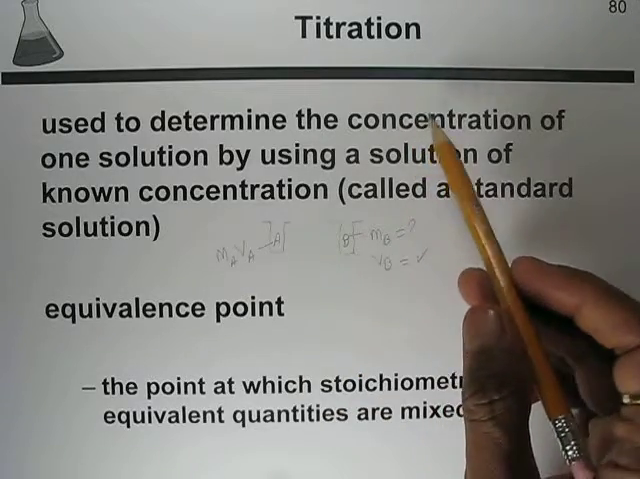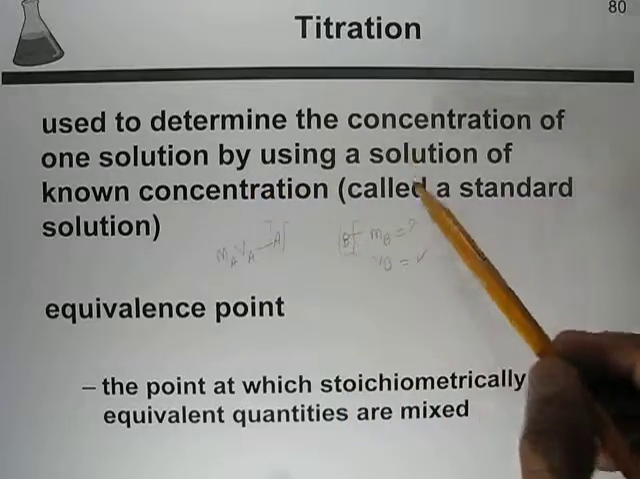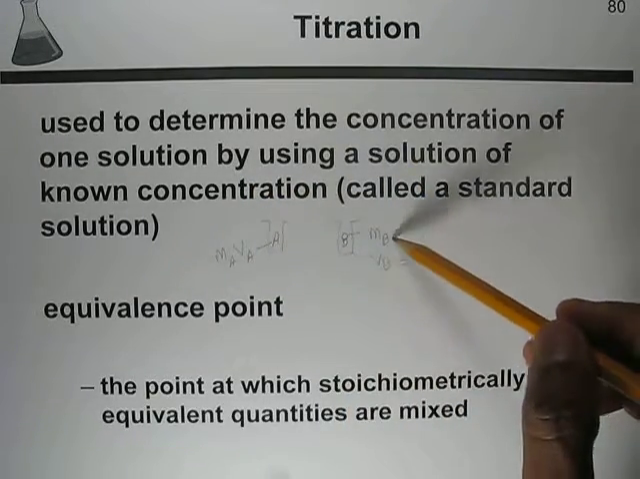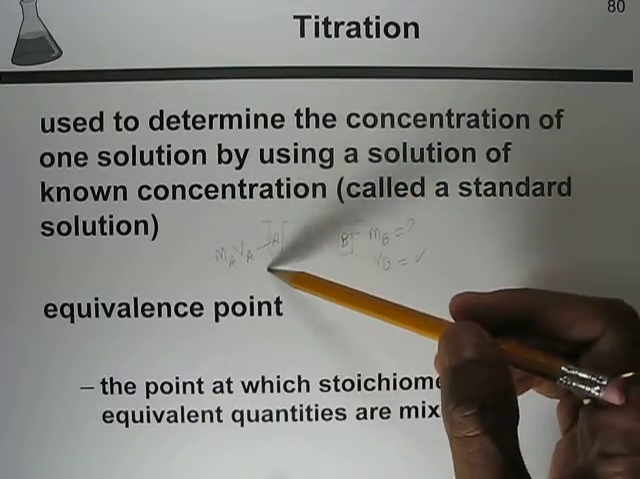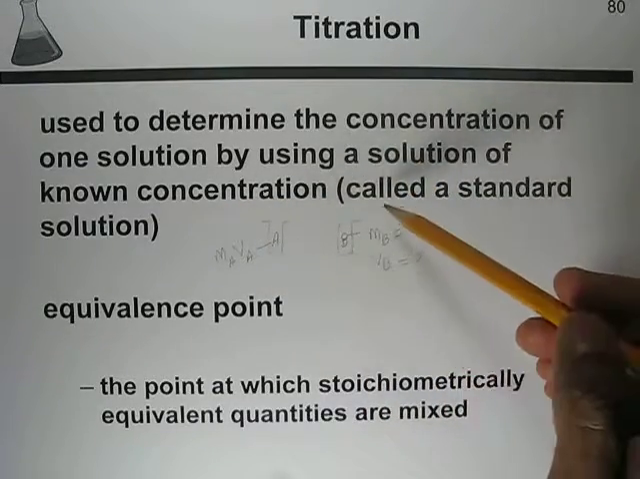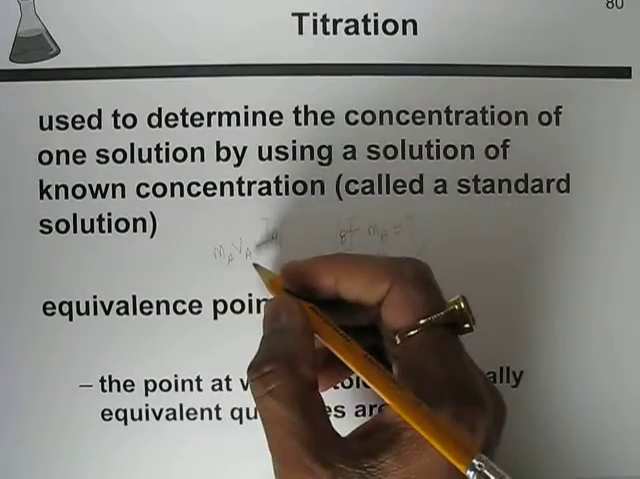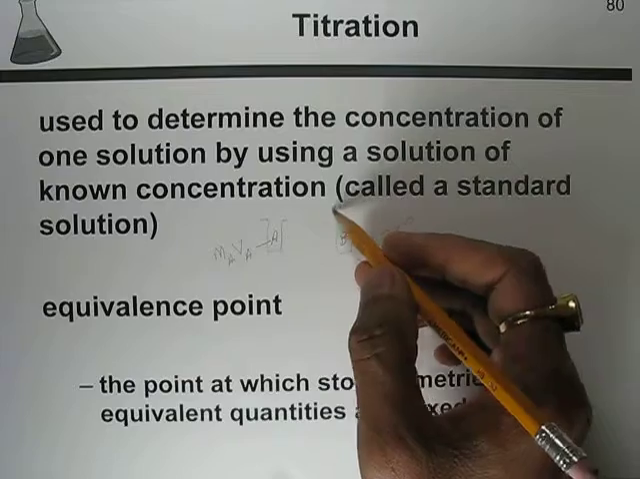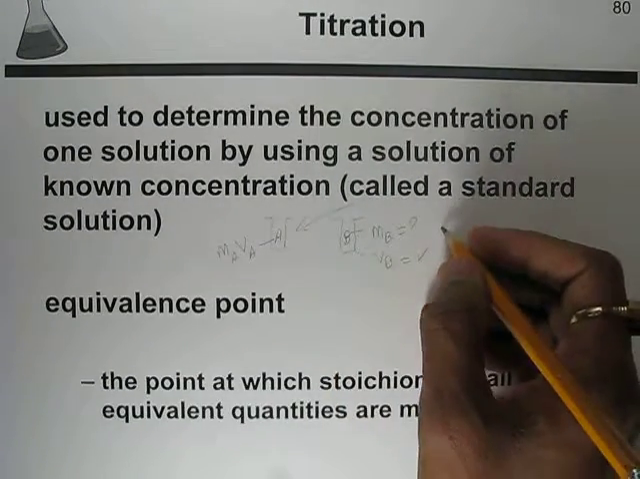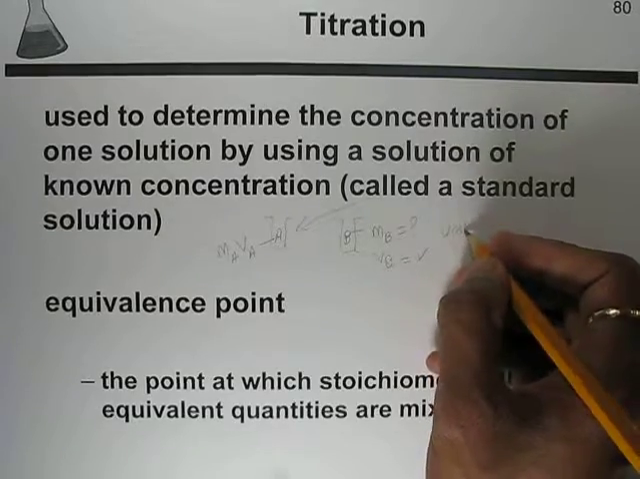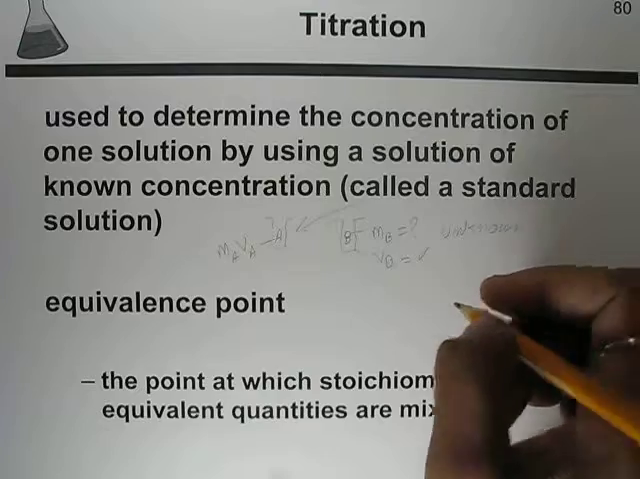titration is used to determine the concentration of one solution, for example solution B, using a solution of known concentration, for example solution A, called a standard solution. So this will be the standard solution and this will be the unknown solution, where we don't know the concentration.